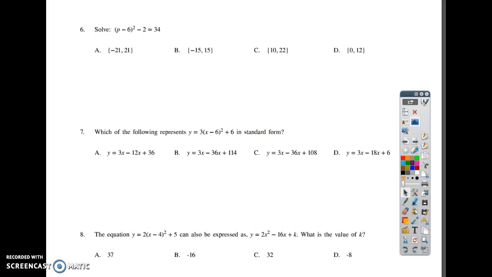Problem 6, what you have to do for this one is asking you to solve. So really it's asking for the solutions. So what I would do is move the 34 over here and then put it in y equals, trace, and find the solutions. So move the 34 over to the other side, change the sign, and then you can put it in y equals and trace. Remember the p is an x.